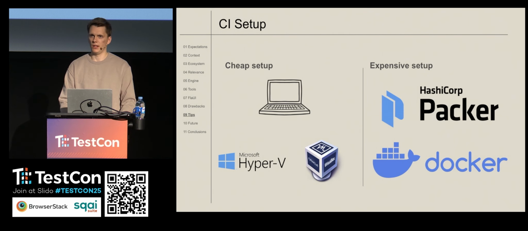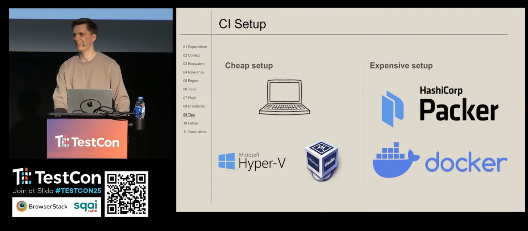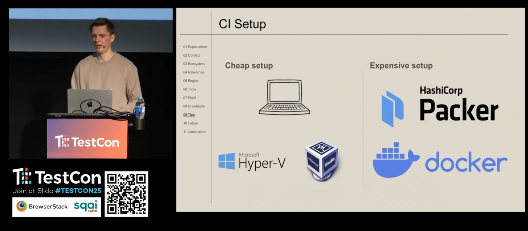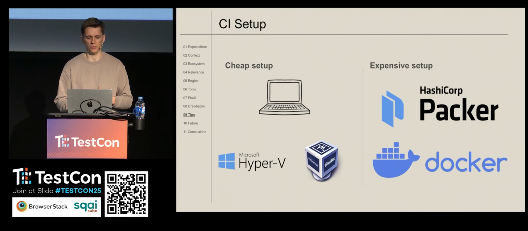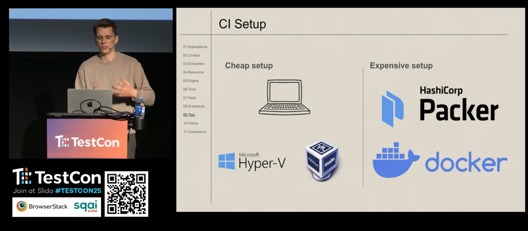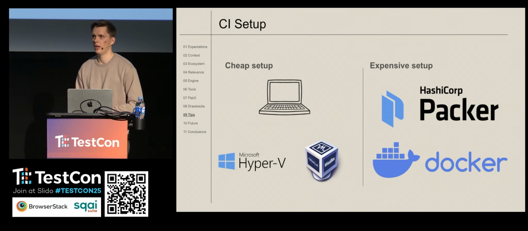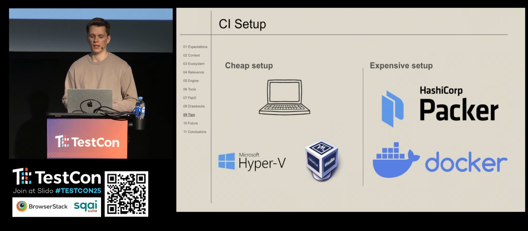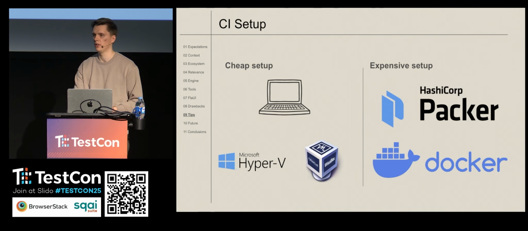Then we have CI setup. This is actually quite a big topic, and it should be a separate talk, but I just want to provide a simple suggestion. I have this cheap setup and expensive setup. The reason I'm suggesting this is that when I went to DevOps engineers and asked for a Windows image for running tests, they told me, yes, we can, but it will take quite some time, because usually DevOps engineers are not quite familiar with Windows. So it will take time to implement.